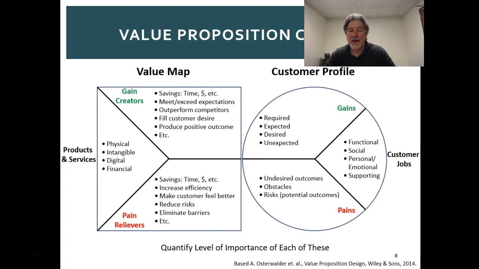So we've talked about the value proposition canvas already, so I don't want to belabor it. Just remember that you have the right side with the customer, and that the customer jobs to be done are very, very critical, and they're functional, social, personal, emotional, and supporting. And on the other side you have products and services that you want to map to those job requirements. So you'll get your feature set there. And remember, the products that are there can be physical, intangible, digital, or financial.